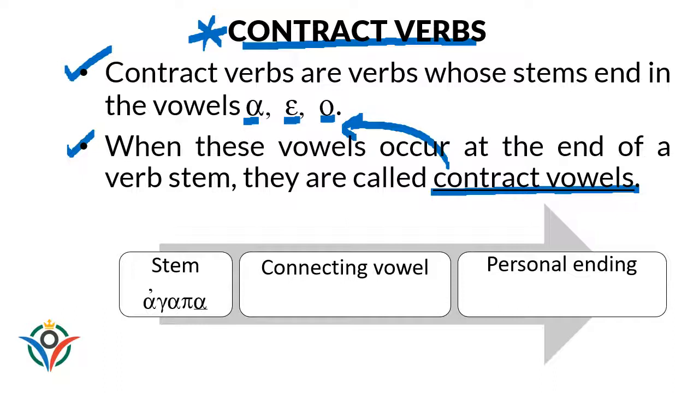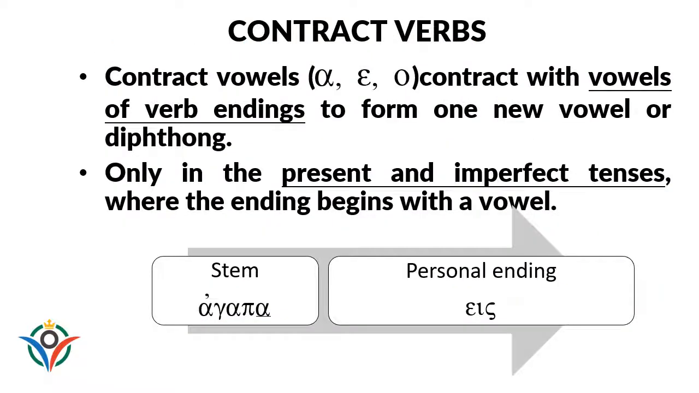Take a look at this example with me. Based on the components of a verb, the stem, the connecting vowel and the personal ending, here we have the verb agapa. And so we see that the stem of this verb ends with a contract vowel, the alpha, and therefore we have an example of a contract verb. Let's carry on talking about contract verbs.